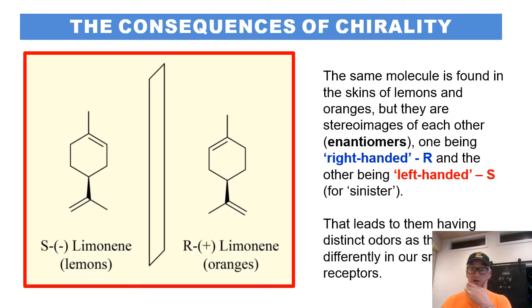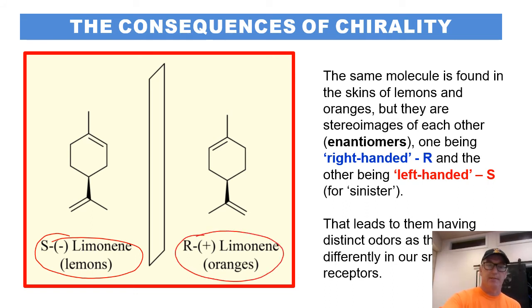Now here are some of the consequences of chirality. We already mentioned caraway seeds and spearmint. This one I find even more bizarre for some reason. You find the same molecule in the skins of lemons and oranges. They're both called limonene. One of them has this particular shape. The other one has this particular shape. And they're not identical. You can't place them on top of one another.